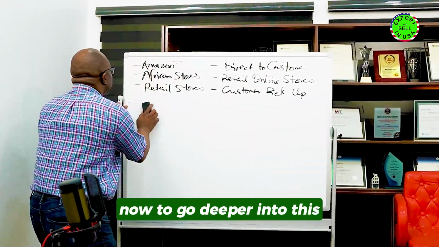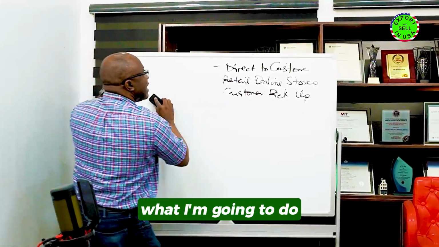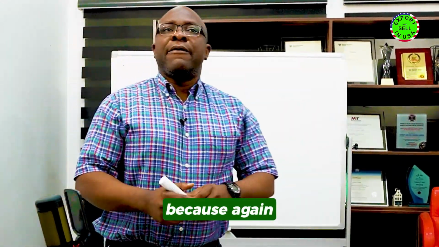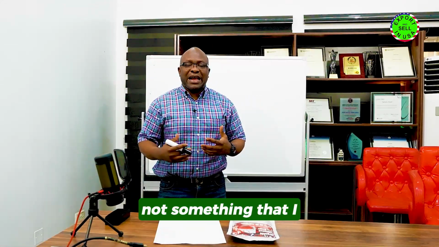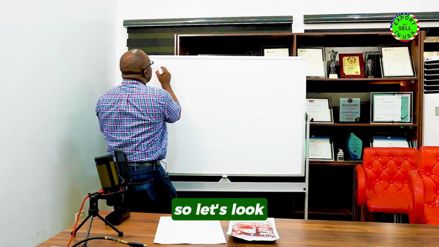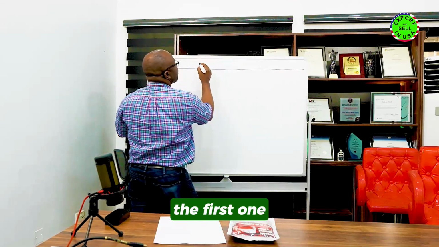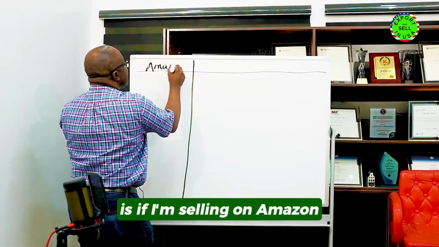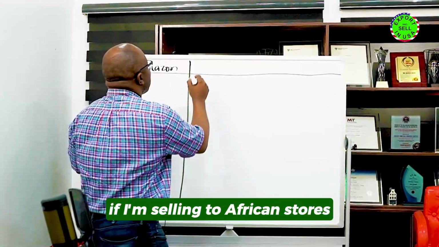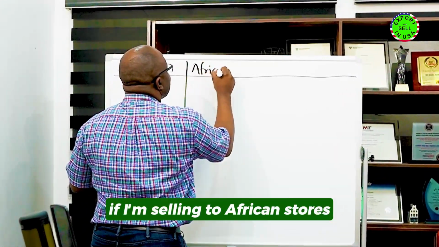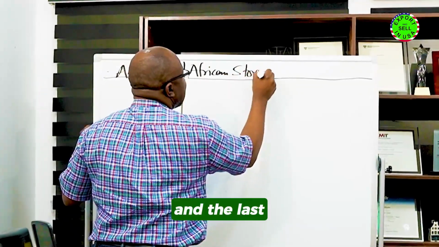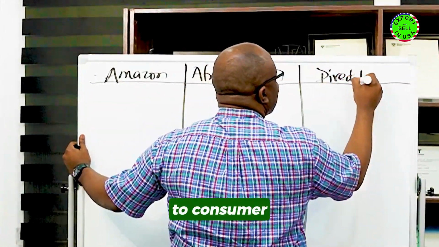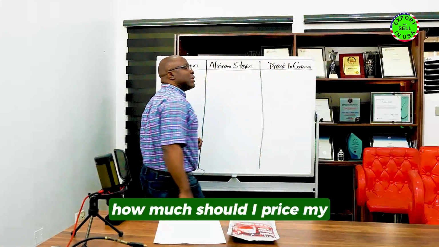Now, to go deeper into this, what I'm going to do is I am going to look at 3 scenarios only, because again, doing this analysis is not something that I can do right here with you. So let's look at 3 cases, right? The first one is if I'm selling on Amazon. The second one is if I'm selling to African stores. And the last one I would like to look at is if I'm selling direct to consumer. How much should I price my product?